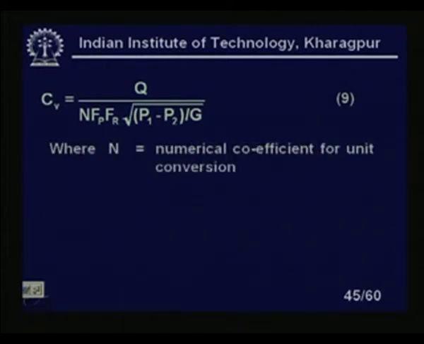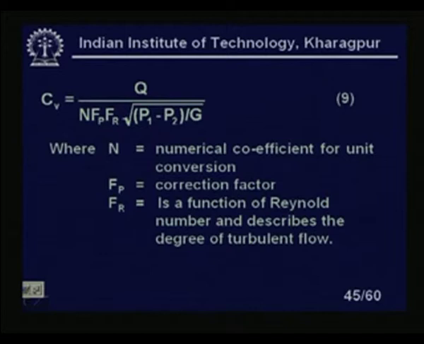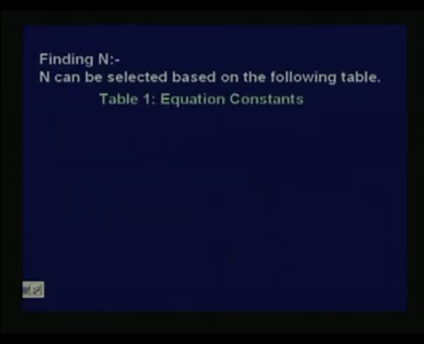What is that? Here N is the numerical coefficient for unit conversion, Fp is the correction factor, Fr is the function of Reynolds number and describes the degree of turbulent flow. For laminar flow, Fr is equal to 1, and N can be selected based on the following table. There is a table, from it you can find the value of N.